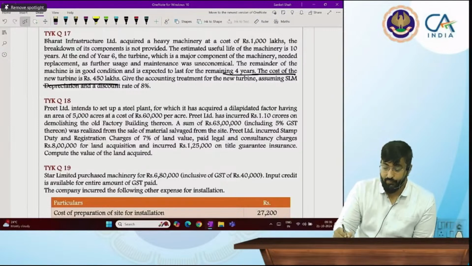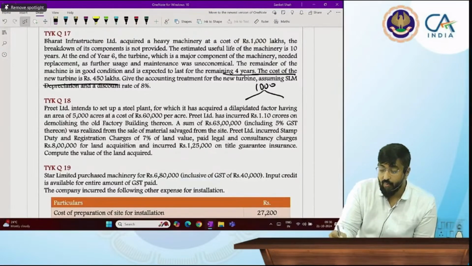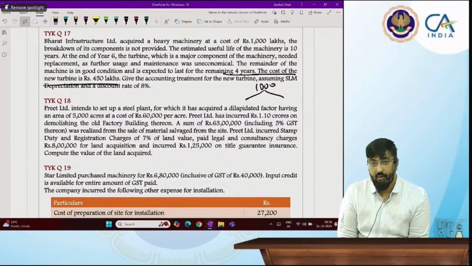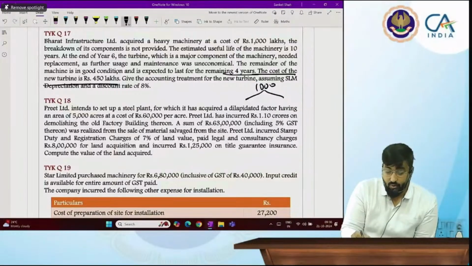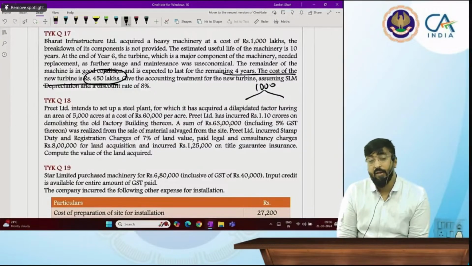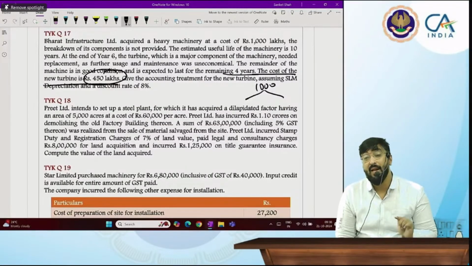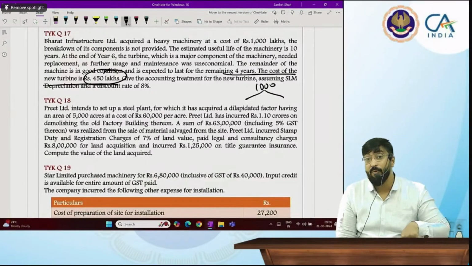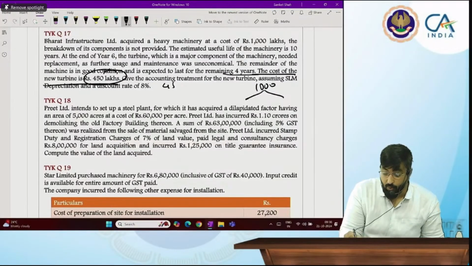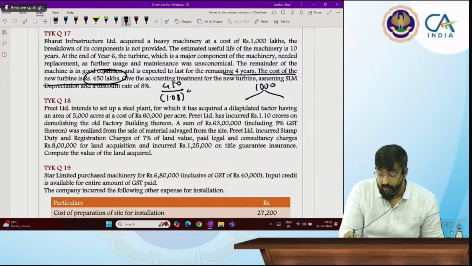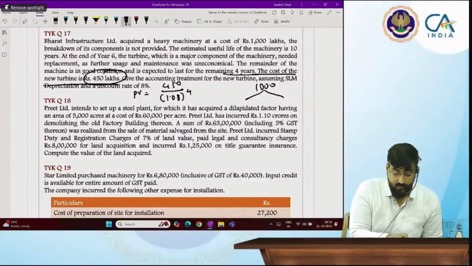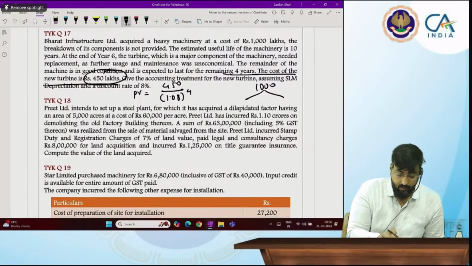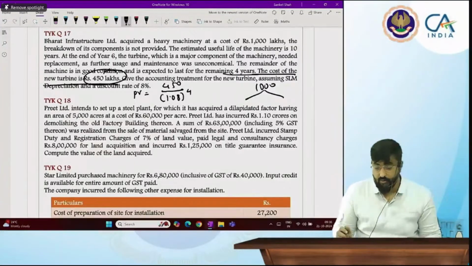Now see beta, this 1000 we cannot bifurcate into two parts. Why can we not bifurcate? Because the bifurcation is not given. But after 4 years you change the turbine, and the new turbine is costing you 450 lakhs after 4 years. So can you imagine what is today's value of 450 lakhs? It's very simple. I will do 450 divided by 1.08 raised to 4. So it will give me the present value of 450, correct? So this is 330.6.